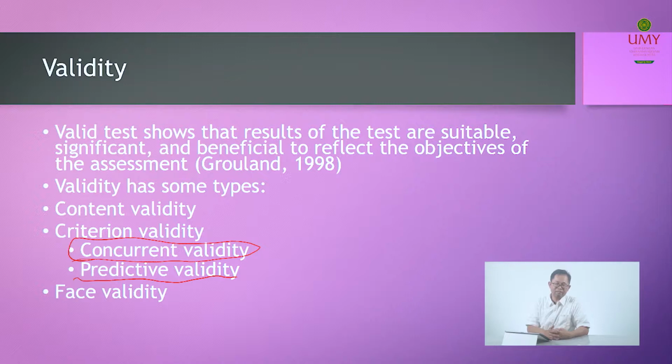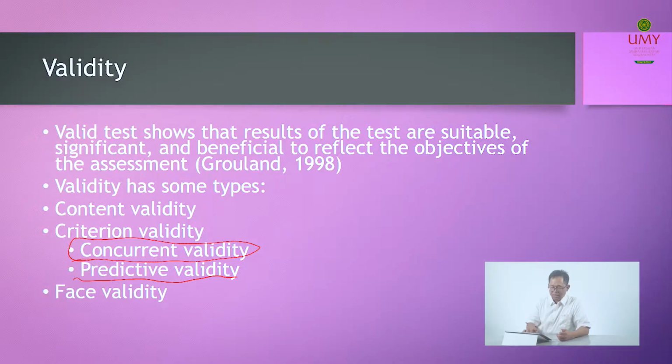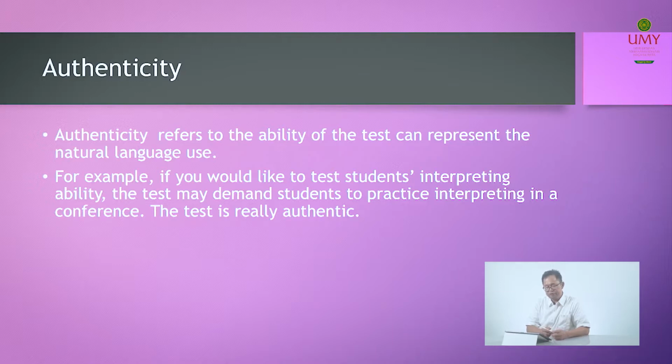And the last validity, maybe we can talk about face validity. Face validity, I think, is not necessarily tested empirically, because it can just be tested by your naked eye, seeing whether the format is good or not, easily read or not, and so on. And whether it is nicely typed or not. This face validity is just related to the format of the test, not tested empirically. And after that, we'll talk about authenticity. This is the fourth principle.